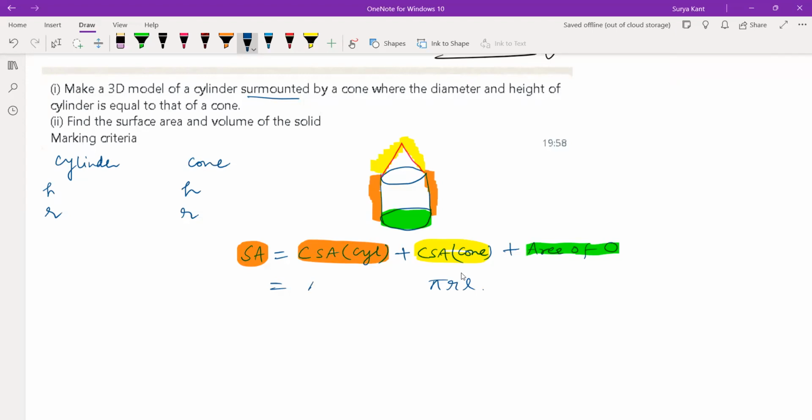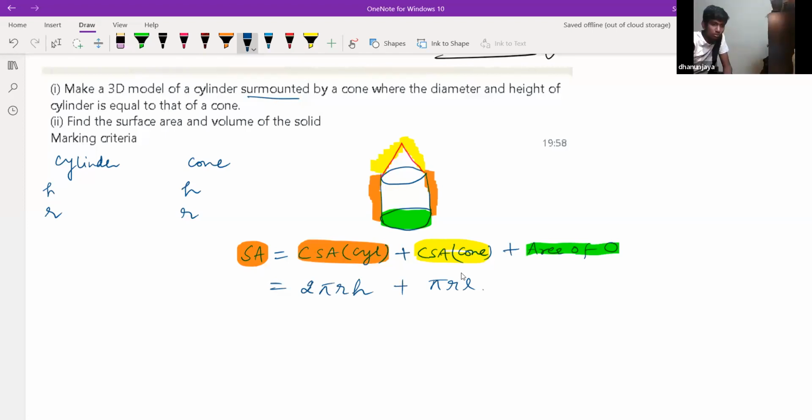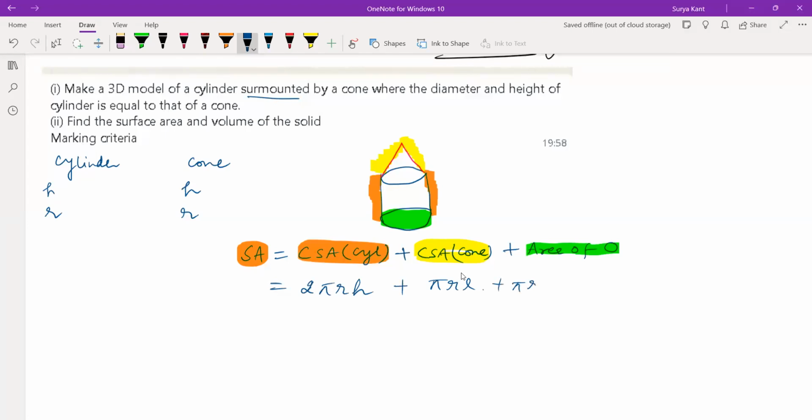What is the CSA of cylinder? Area of circle is pi r square. Now see, r and h both are the same, right? So 2 pi, both you have the same, pi r h only. Pi r L, what can you write for L? Root of h square plus r square.